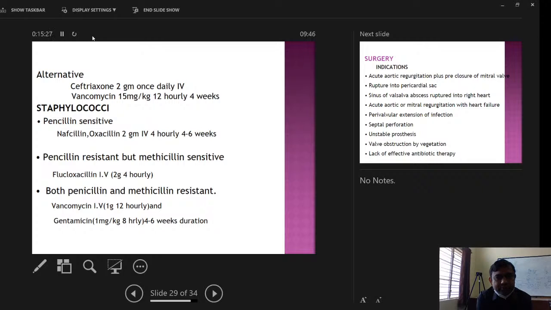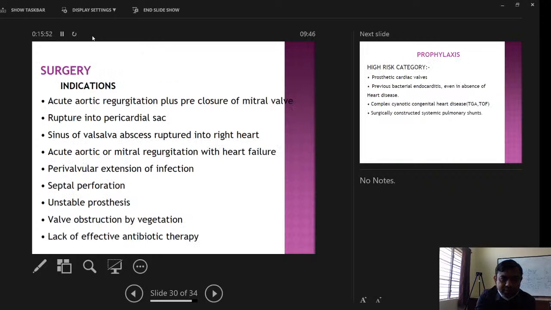Staphylococcus sensitive to penicillin, then give nafcillin or oxacillin 2 grams IV 4th hourly for 4 to 6 weeks. If it is resistant to penicillin but methicillin sensitive, then flucloxacillin 2 grams 4th hourly. If it is resistant to both penicillins and methicillin, that is methicillin resistant Staph aureus, then vancomycin is the drug of choice, that is 1 gram 12th hourly, and gentamicin 1 mg per kg 8th hourly.